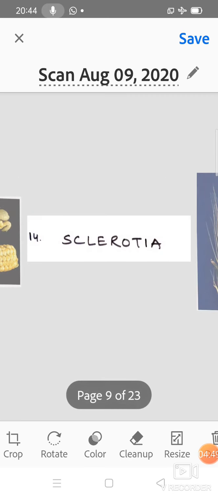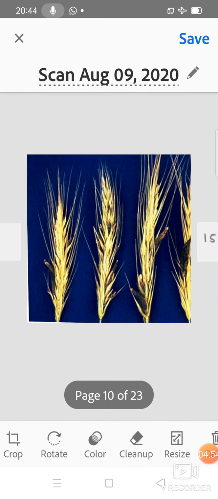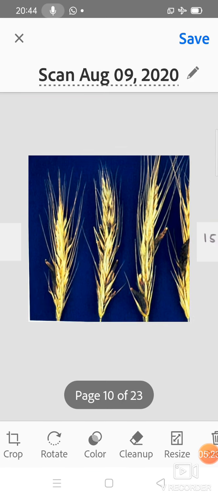Next symptom is sclerotia. Sclerotia is a compact mass of hardened fungal mycelium. Instead of grain, the grain converts into a compact mass of hardened fungal mycelium in the inflorescence. Here we can see brown colored grains, which are not the grains but the fungal mycelium. Ergot of bajra is the example.